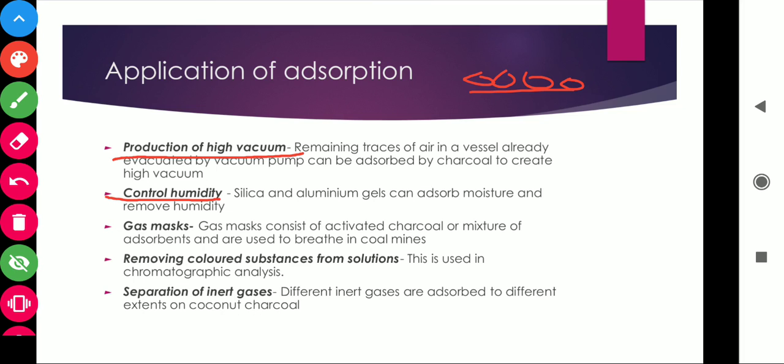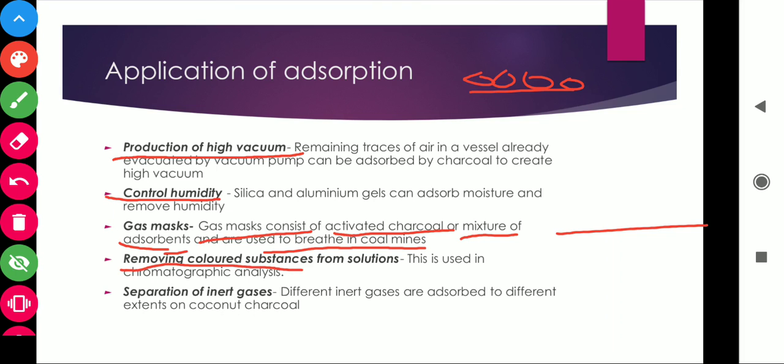A gas mask consists of activated charcoal. What is activated charcoal? The charcoal which does not have a smooth surface. Activated charcoal or a mixture of adsorbents is used to make a gas mask for people who work in coal mines. Why? So that undesired particles cannot move inside the body through the respiratory tract.